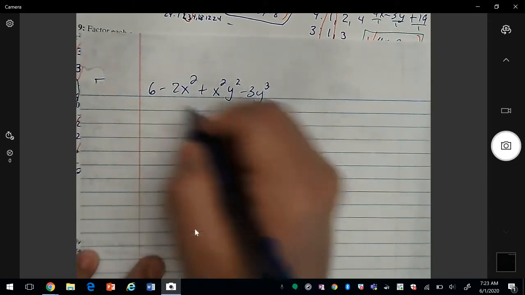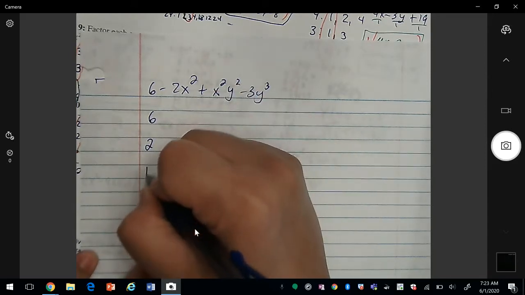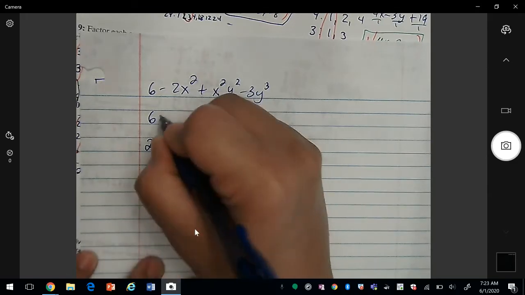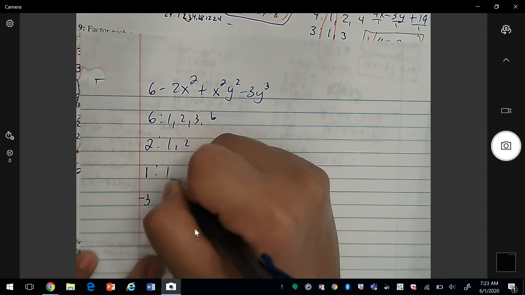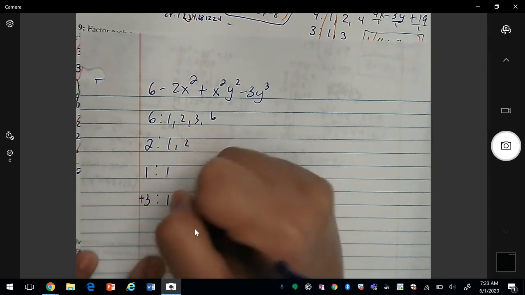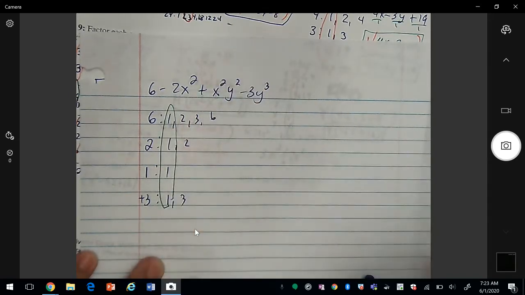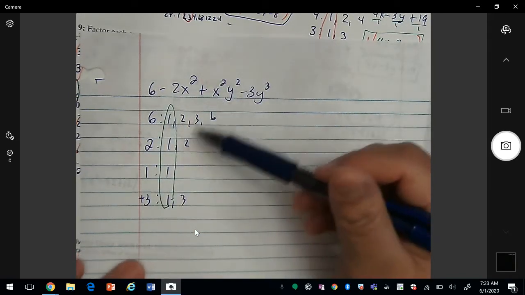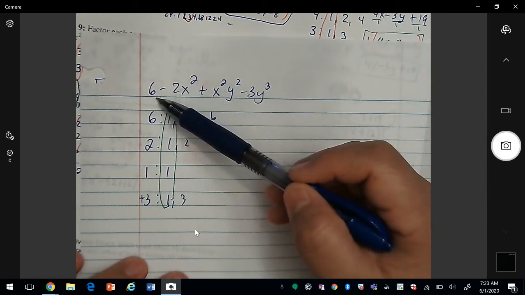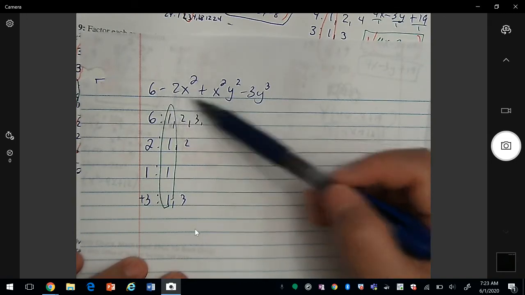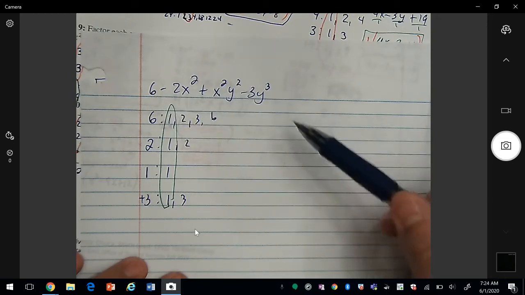First, we check our coefficients. So we have 6, 2, and then this one here is a 1 and negative 3. So 1, 2, 3, 6, 1 and 2, 1, 1 and 3. So your greatest common factor here is a 1. Since 1 is the greatest common factor, then we're not going to factor anything out. Let's check the variables. We have an x squared. This one does not have x squared, so we cannot factor out an x. And then the y's, this one does not have a y, so we cannot factor out the y.